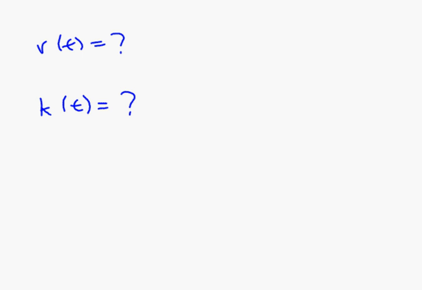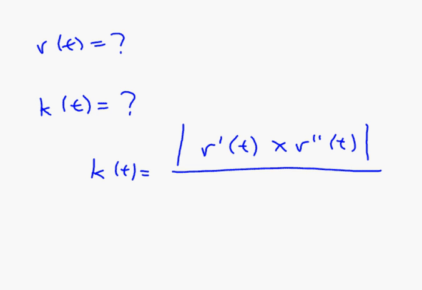So maybe I'll just tell you what it is, and then we'll see where it comes from. So here it is. The curvature is the norm of the cross product between the derivative and the second derivative of the position function, over this. Okay? So that's the expression for curvature.